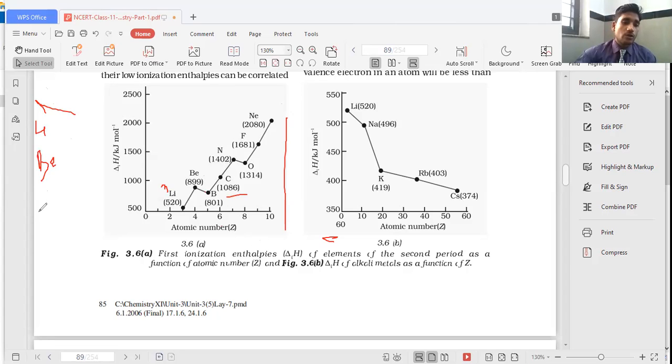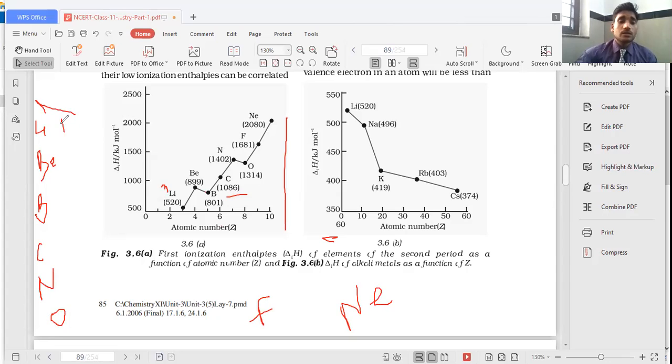Boron, carbon, nitrogen, oxygen, fluorine and neon. All right, please keep paying attention here only.